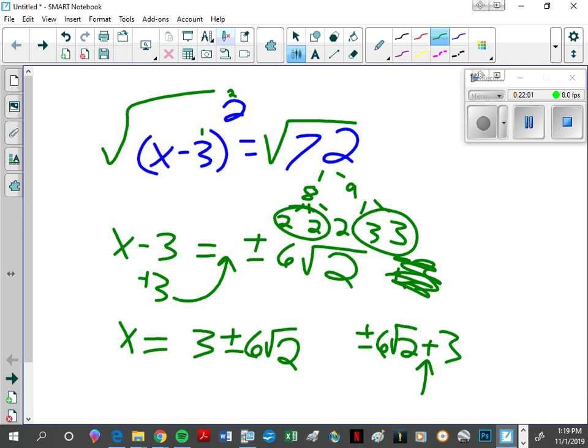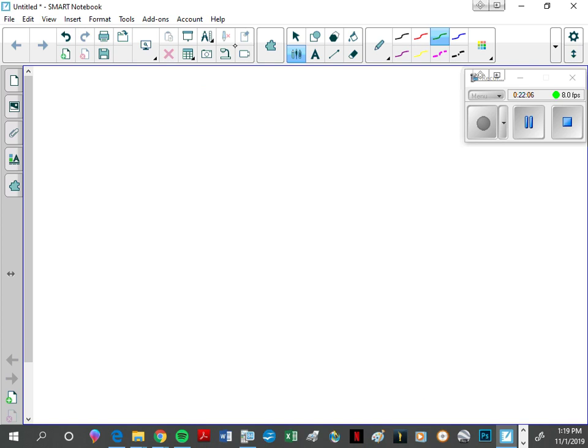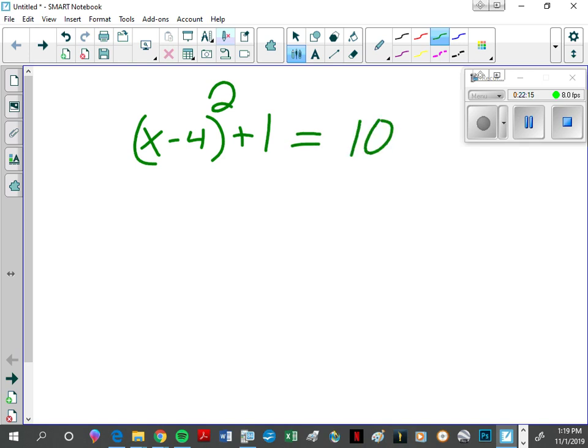Okay, let's do another one. Let's do x minus 4 squared plus 1 is equal to 13. Let's label our order. Oakley, what's first? Good job. You get it?